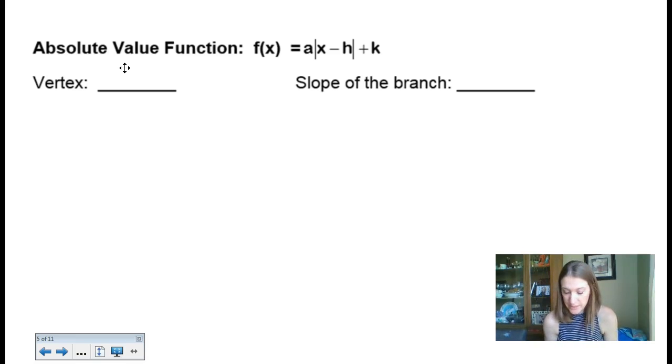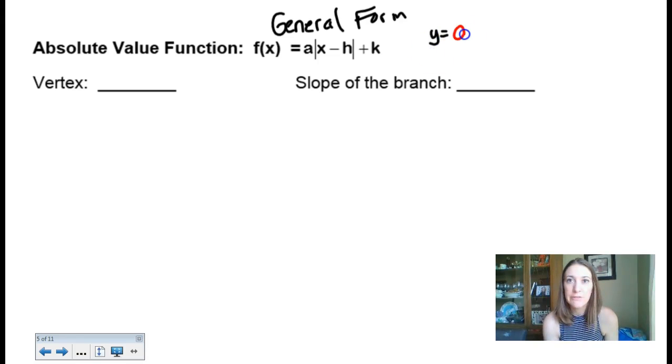So let's talk about this. This guy right here, a times the absolute value of x minus h plus k, that is the general form for an absolute value function. And the idea is, f of x, remember, same thing as y. Whatever is in front of the absolute value function, we're going to call our a value, and that's going to be the slope of the branch. We'll get to that in a second. Absolute value of x minus, and then we have an h value in the bars, and then we have a k value off to the side.